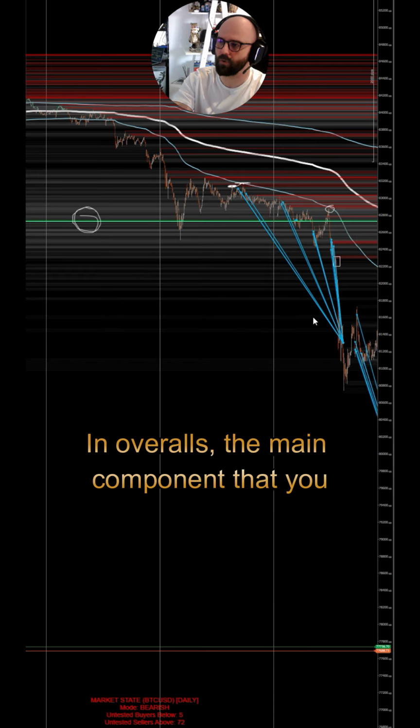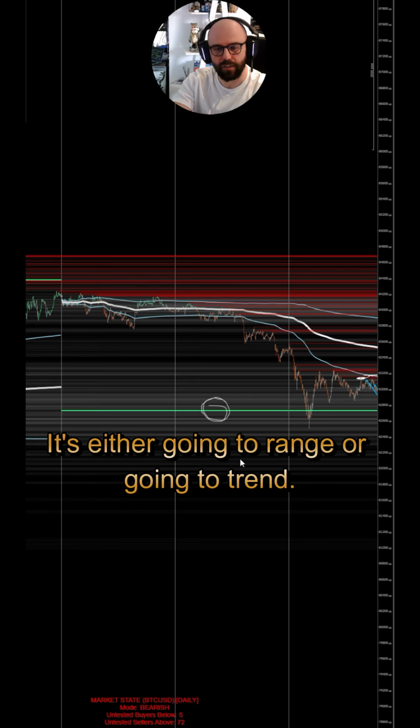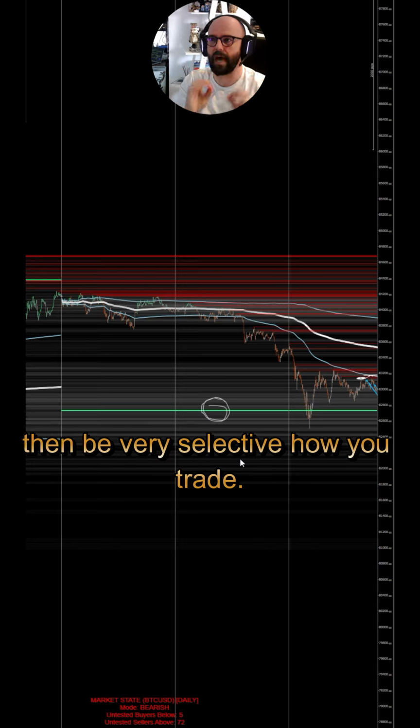Overall, the main component that you all need to understand is that the market is going to do one of two things. It's either going to range or going to trend. Have a strategy for both or just one, and then be very selective how you trade.